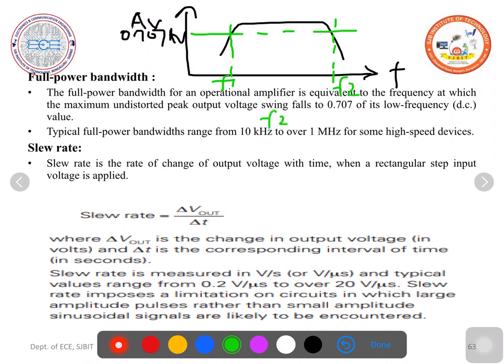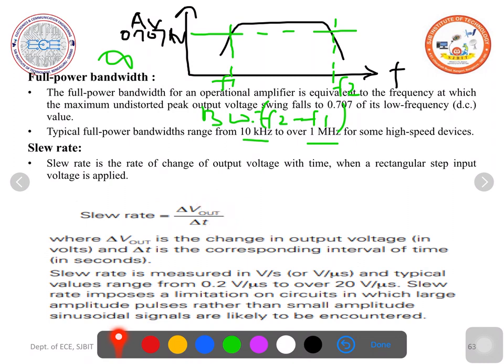Somewhere here, approximately, you will get the line. Here it intersects, so we call it the lower cutoff frequency. Here it intersects, so we call it the upper cutoff frequency. Bandwidth is nothing but F2 minus F1. Typical full power bandwidth ranges from 10 kilohertz to 1 megahertz. Ideally this bandwidth is infinity.